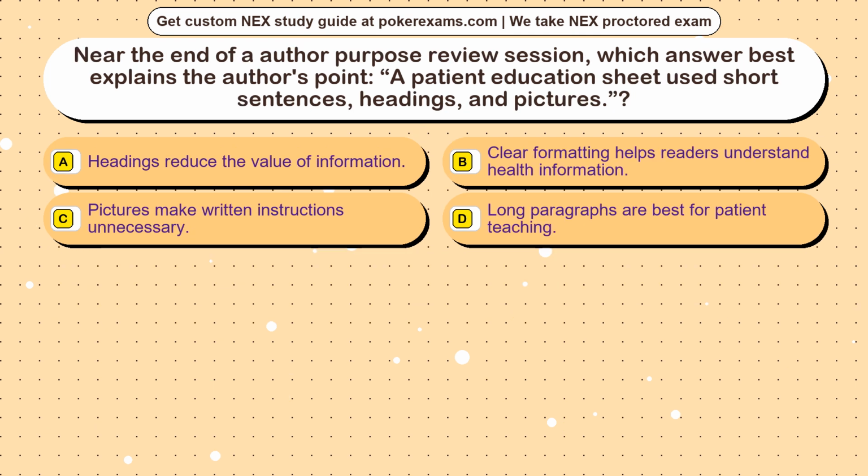Question 19. Near the end of an author purpose review session, which answer best explains the author's point? A patient education sheet used short sentences, headings, and pictures. Option A, headings reduce the value of information. Option B, clear formatting helps readers understand health information. Option C, pictures make written instructions unnecessary. Option D, long paragraphs are best for patient teaching.